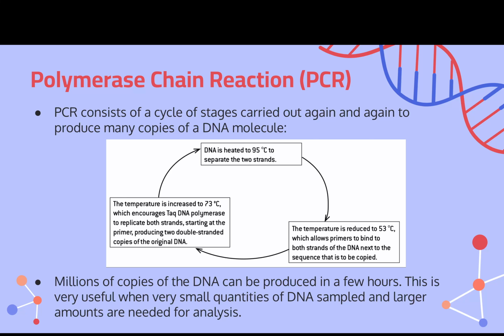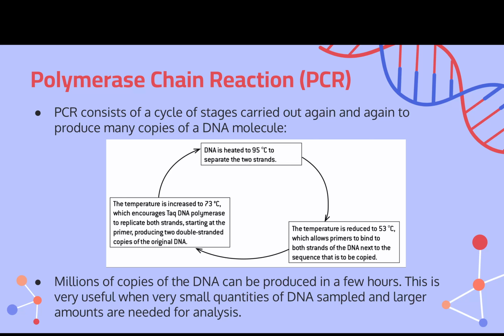There's three main stages. Firstly, the DNA is heated to 95 degrees Celsius to separate the two strands. This is me recalling the transcription helicase, I think. It's basically what separates the two strands. And then when it is separated, the temperature is reduced to 53 degrees Celsius, which allows primers to bind to both strands of the DNA next to the sequence that is to be copied.